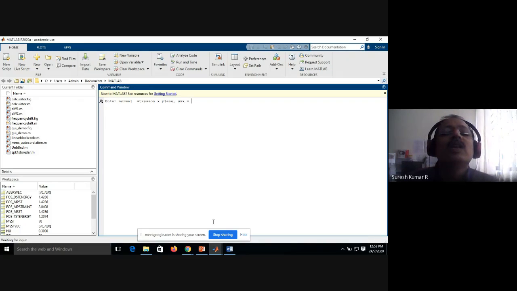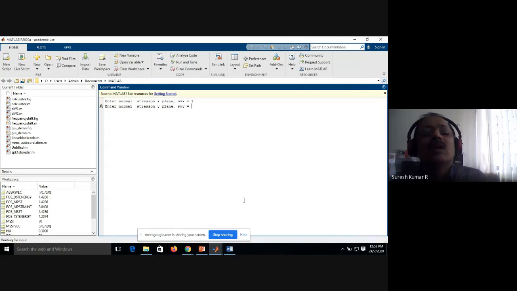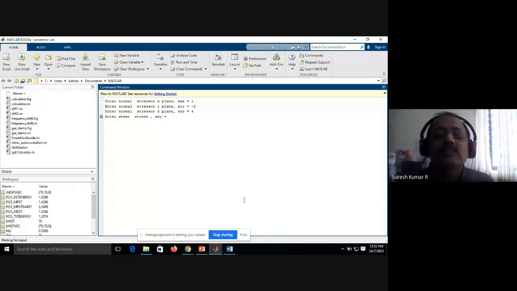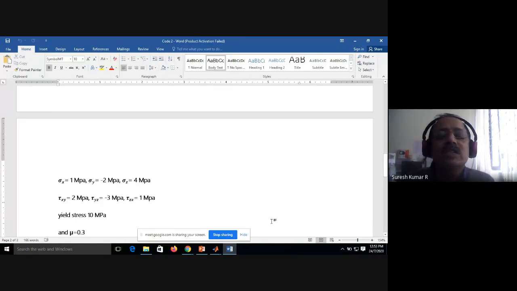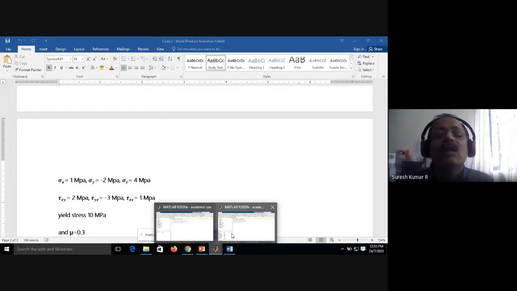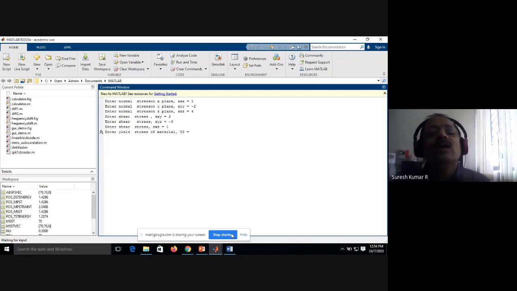So I have to enter now all 6 values, right? And these 6 values are 1, minus 2, 4, then 2, minus 3, 1. Yield stress is given as 10 and Poisson's ratio is 0.3.